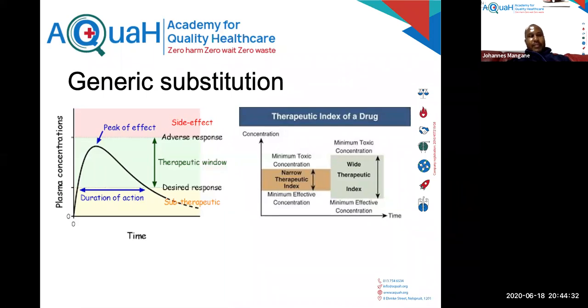Warfarin is one of them, where it's non-linear kinetics. So if you give multiple doses, the increase in therapeutic response is not equivalent. It might actually be exponential. Do you understand this section?